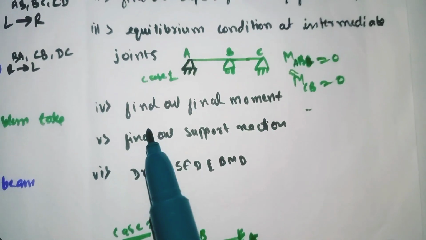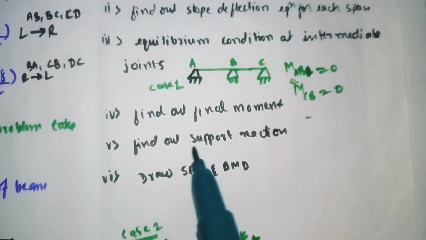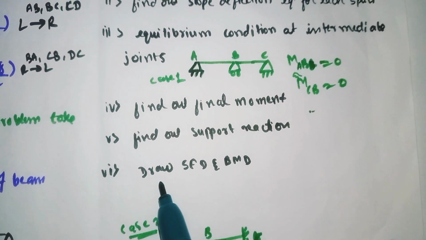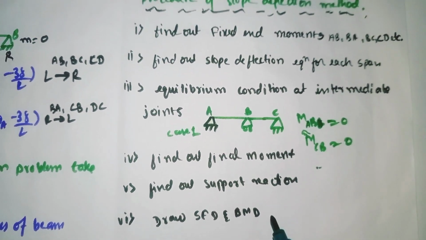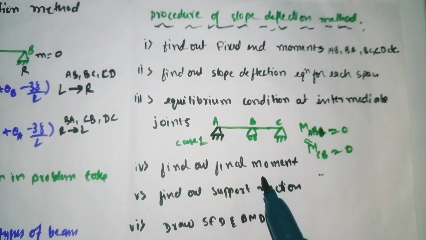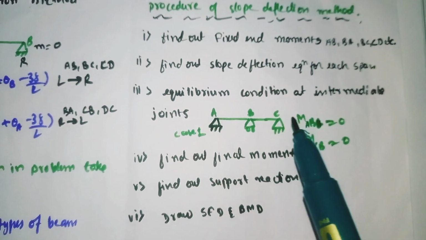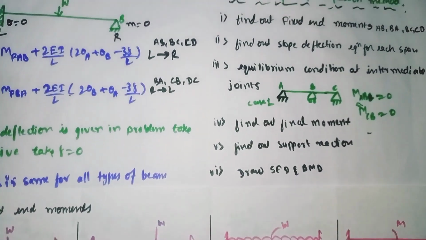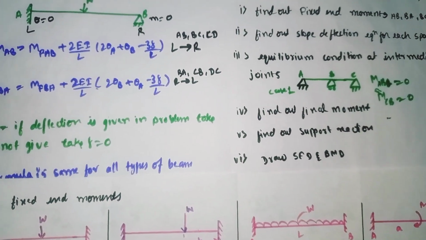So our next step is to find out the final moments, and after that finding out the support reactions. And after finding out the support reactions, we need to go for drawing the SFD and BMD diagrams. So according to these steps we need to solve the problems. While solving the problem in detail, I will explain how to solve this. So these are the steps and formulas you have to remember while solving the problem.